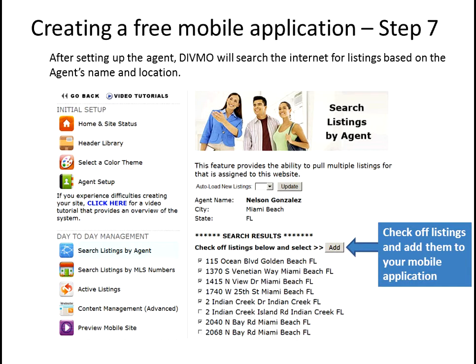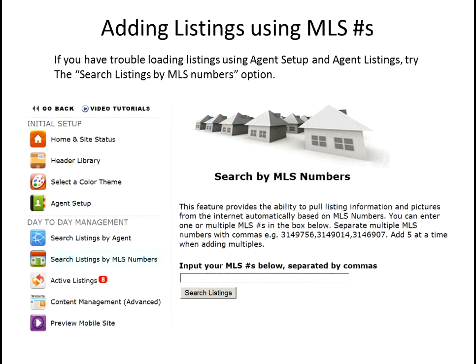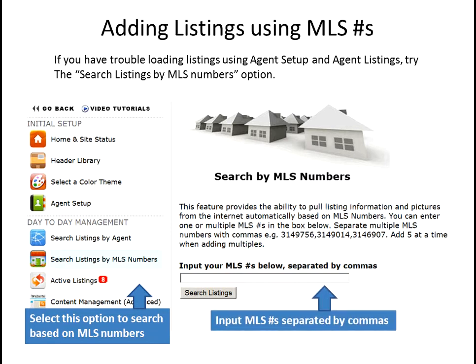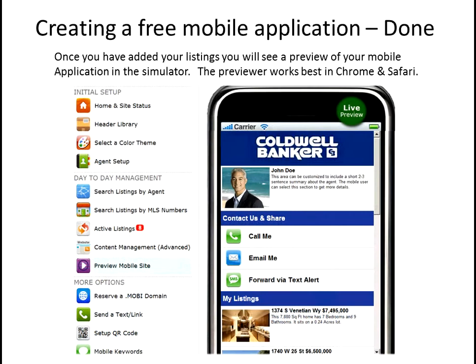Now, if you have problems using the Search by Agent option, you can use Search by MLS to add listings based on MLS numbers. After adding your listings, the system will allow you to preview your mobile application. You can make changes, add more listings, and preview it at any time by selecting the option from the menu on the left.